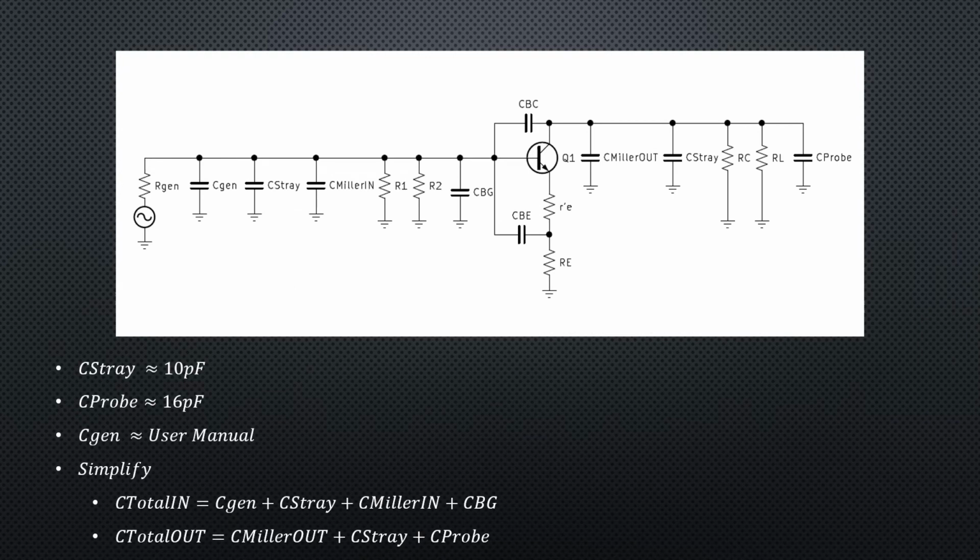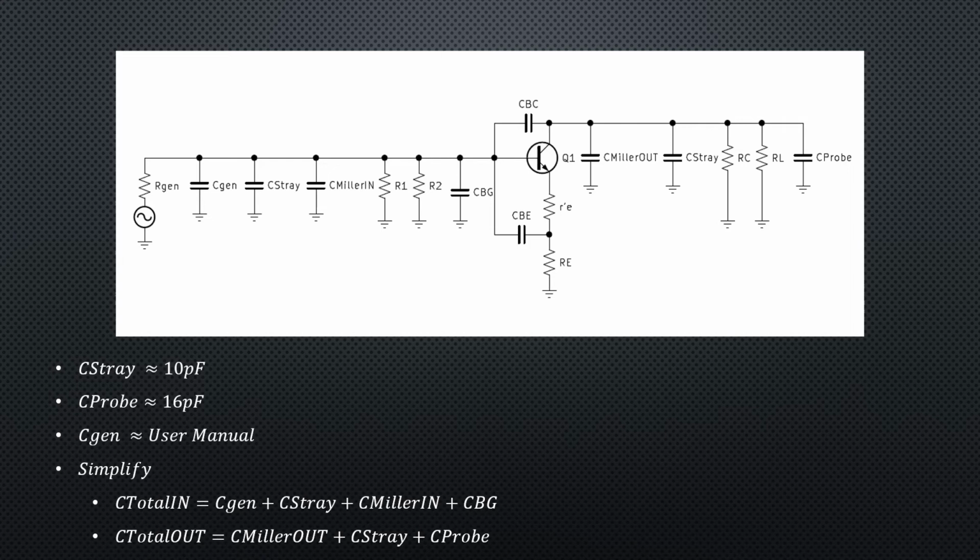Now let's talk about stray capacitance. Stray capacitance will be seen on the output and on the input, and that should be approximately 10 picofarads. And then of course, if you hook your probe to the output and you're measuring, you're going to see approximately 16 picofarads also. You will also have some generator capacitance that you're just going to have to look up in your specification or your user manual.